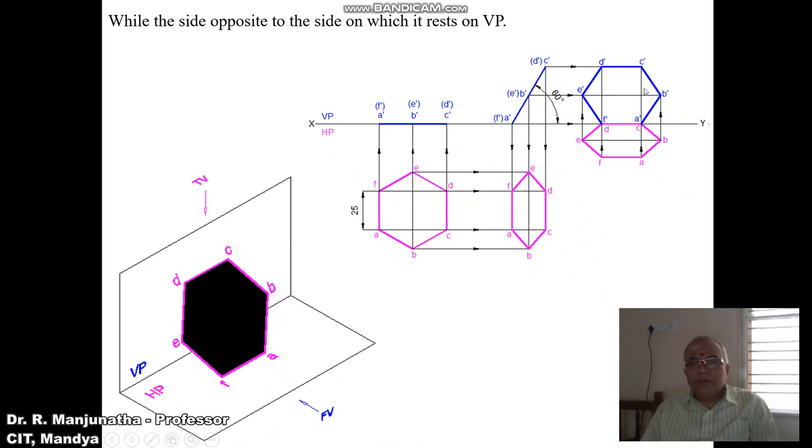How do I know that our problem is right? We can see that one of its sides is resting on HP. As the side has to rest on HP, in the front view it will be on the XY line. You can see that A dash F dash is on the XY line. The side opposite to the side is CD. That CD is on VP. You can see in the top view CD will be on VP, and the surface makes an angle of 60 degrees with respect to HP, and this is the hexagon of 25 mm. So this is how you will be able to analyze this problem.